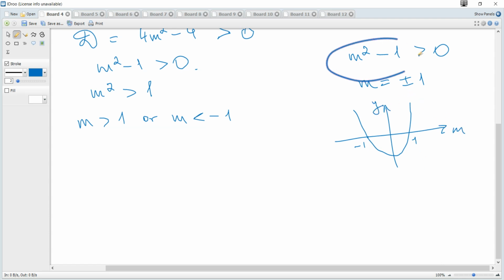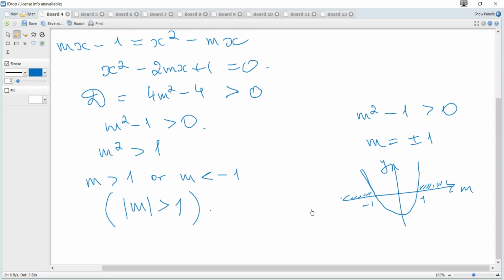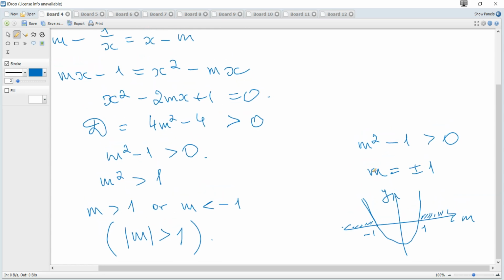And we need the values where y values must be greater than 0. Y values are greater than 0 for m greater than 1 and m less than negative 1, and you can see we get the same result. Or you may give the answer as the absolute value of m should be greater than 1. It's also acceptable. And that's all for this question.